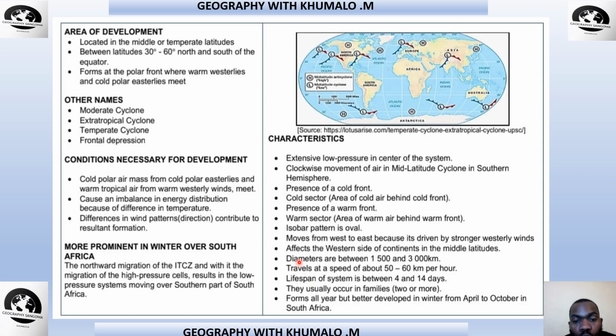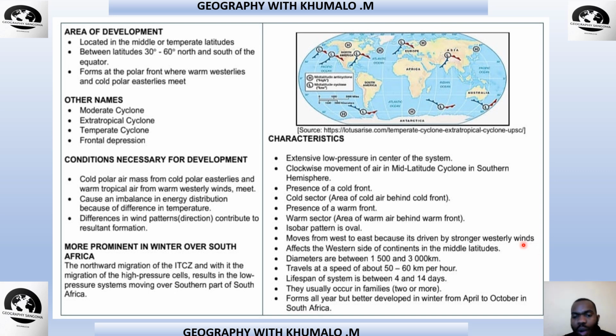Now, it moves from west to east. So this is the general direction. This is not the movement of air around this pressure system, but it's the general movement of this system. So this system will move from west to east. Why does it move from west to east? Because it's driven by the strong westerly winds there.